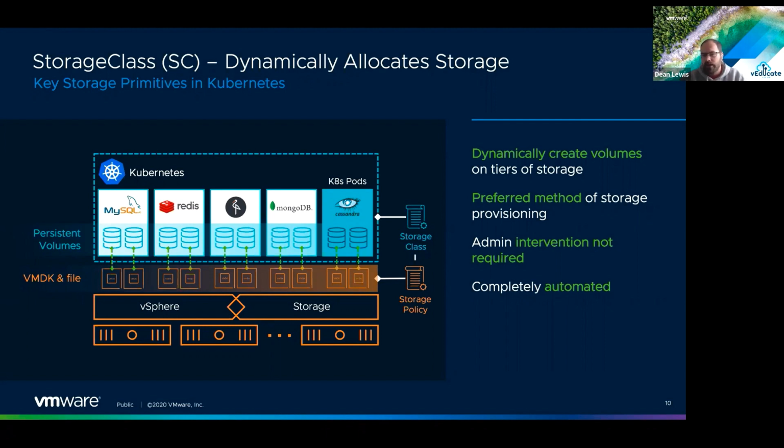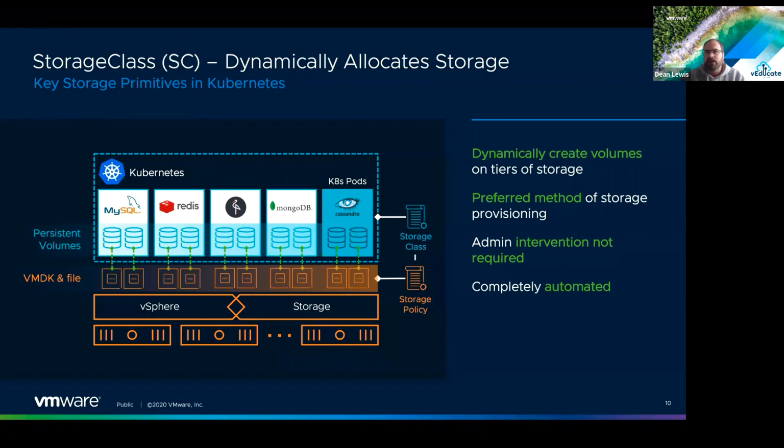In our environment, it's obviously going to be vCenter and the vSphere storage. And then that's going to create the backend VMDKs or file shares if you're using vSAN 7 and above, with file share capability now as well. And it's a really powerful, automated way of using storage.